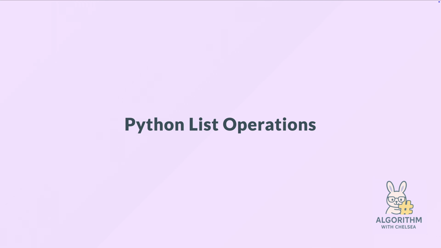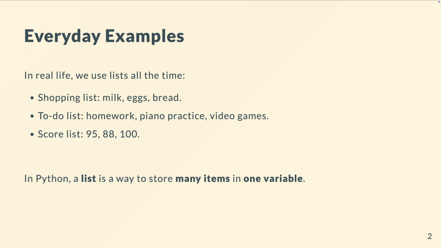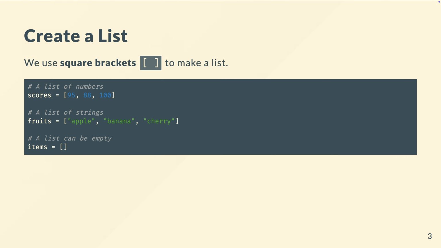Today we will learn Python list operations. A list helps us store many items inside one variable. Let's begin. In real life, we use lists all the time. A shopping list can have milk, eggs, and bread. A to-do list can have homework, piano practice, and games. A score list can have numbers like 95, 88, and 100. In Python, a list is a container that holds many items in order.